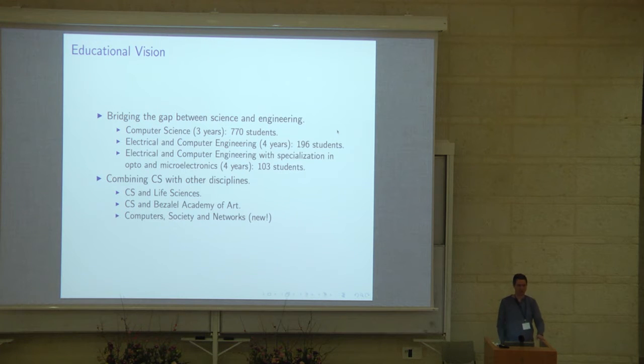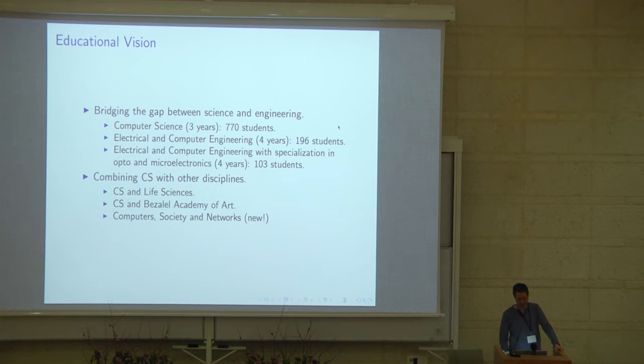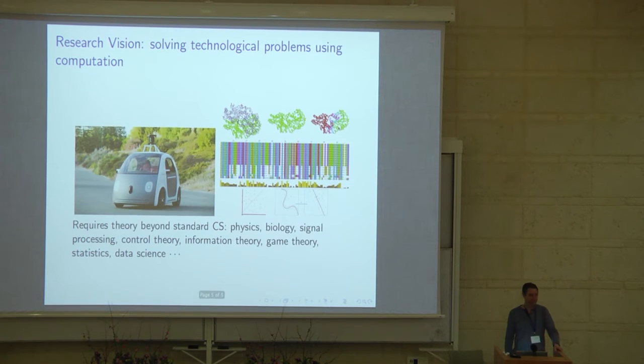The other part of our vision, which is very unique, is that we want to combine computer science with other disciplines. We have a fantastic program that hopefully you'll hear an example of maybe in the afternoon from Nir Friedman's research that combines computer science and life sciences. We have a very unique program that combines computer science together with the Bezalel Academy of Art. So students there study a full undergraduate program in the arts as well as in computer science. And we're just opening a new one on computer society and networks, which will combine studies in computer science and the social sciences. Yes, we have the brain, that's true.